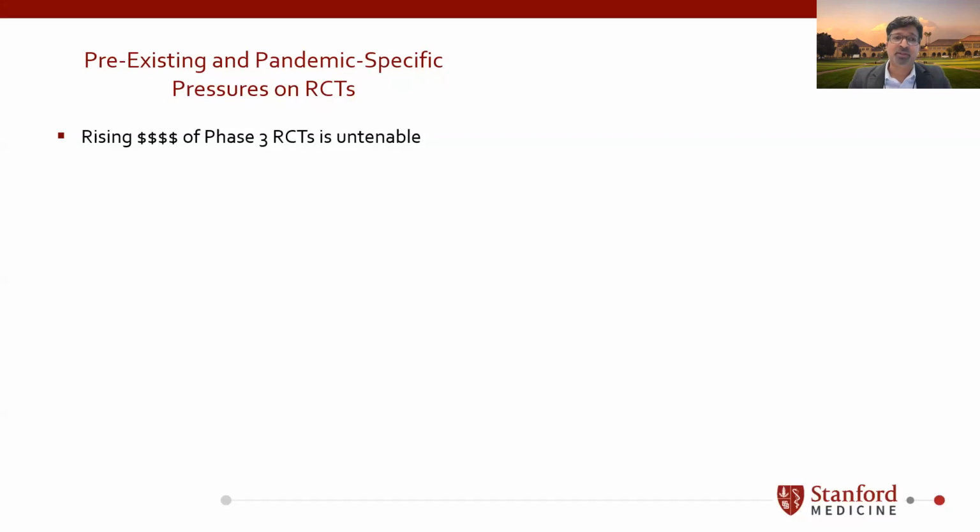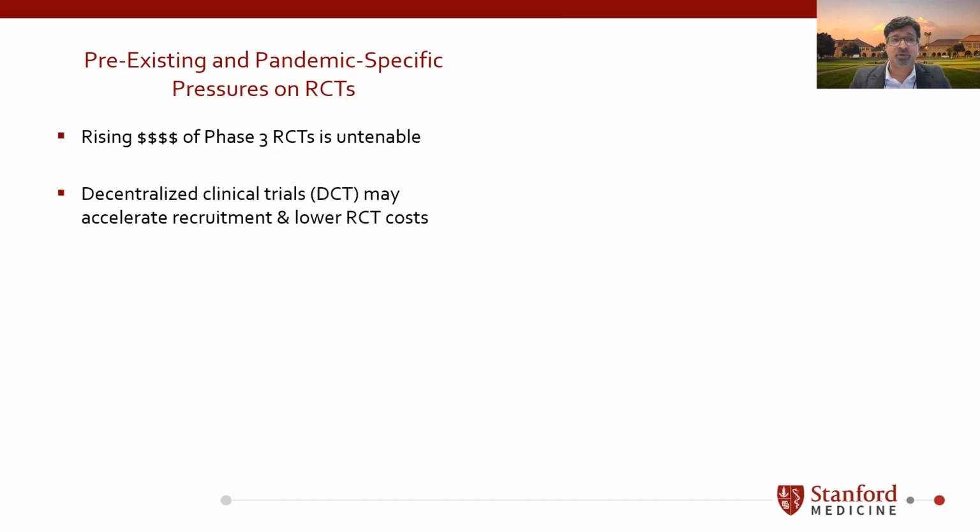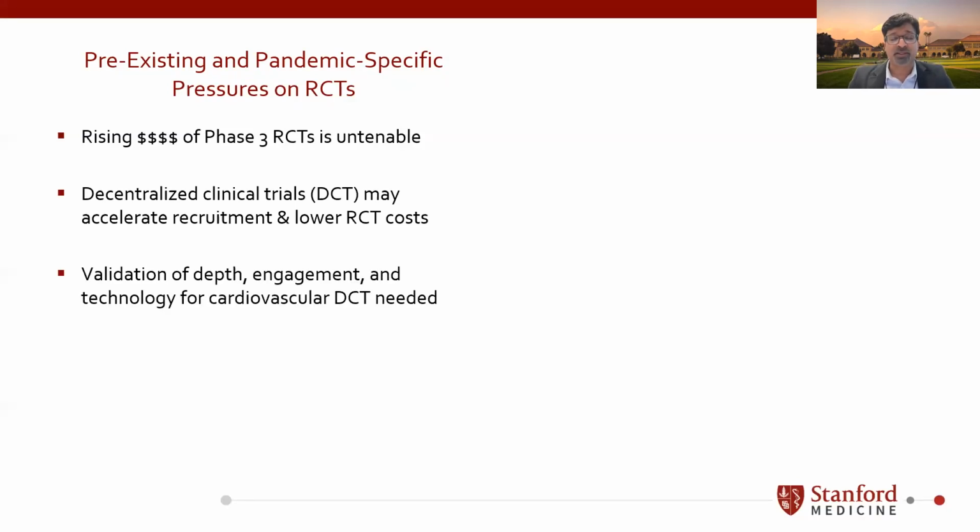We know that the cost of phase 3 clinical trials is untenable and rising at a rate that we really need to find new solutions that can actually make trials more efficient. Decentralized clinical trials represent one way that we believe we can accelerate recruitment and lower overall operational costs for trials. But in a cardiovascular setting, the decentralized clinical trial really has not been validated.